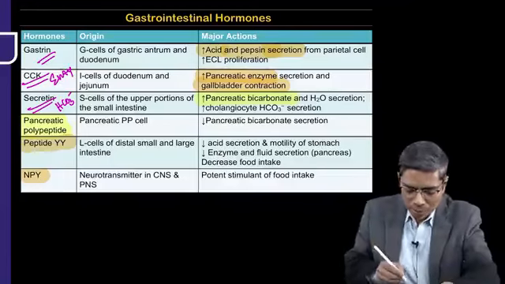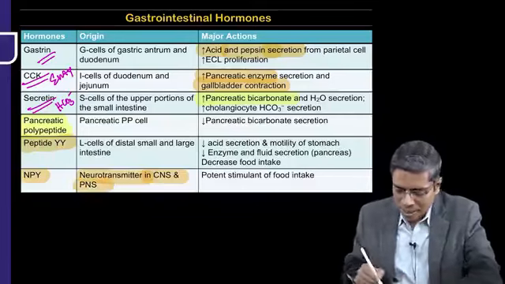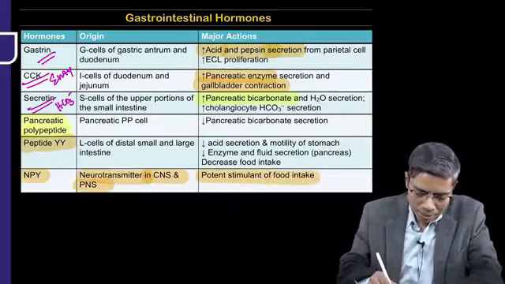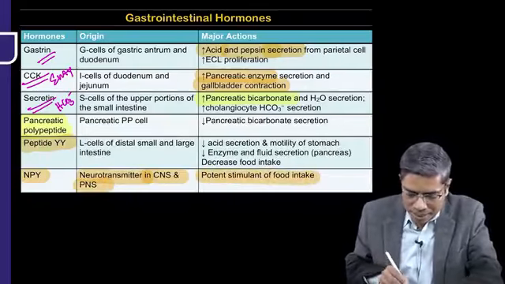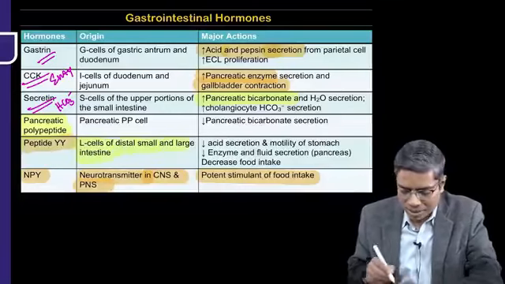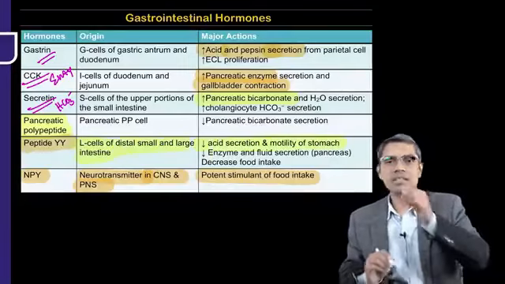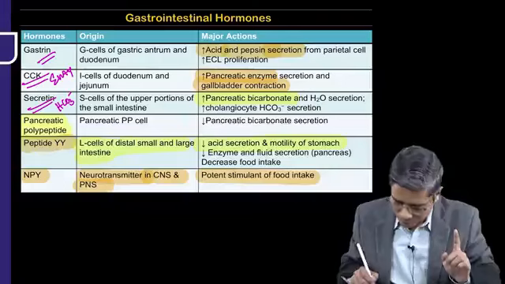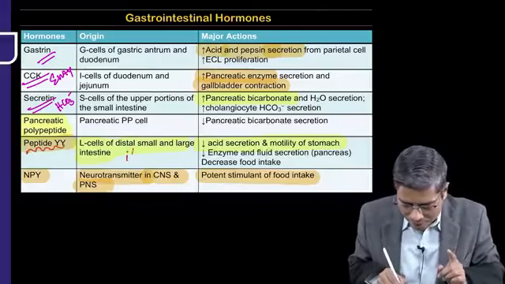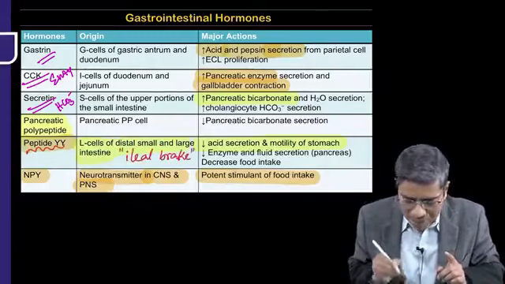But look at neuropeptide Y: it's a neurotransmitter in the central nervous system and peripheral nervous system, and it's a potent stimulus for food intake. Now look at peptide YY: it is secreted from the L cell of the distal ileum and large intestine, and it decreases acid secretion and motility of the stomach. At least remember this. Note down this important thing: peptide YY is known as the ileal brake peptide.